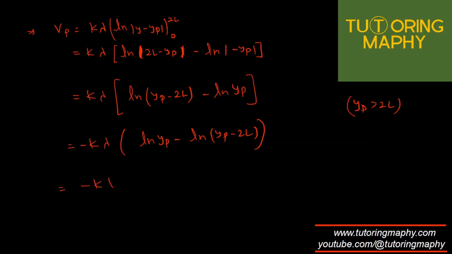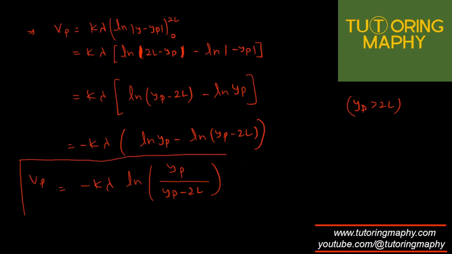So this will come out as minus k lambda, and log a minus log b is log of a over b, which is yp over yp minus 2L. And this is exactly what they needed from us. So this is the final answer. Let's box it up.